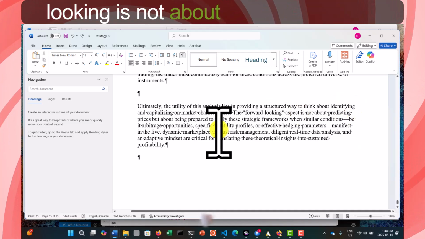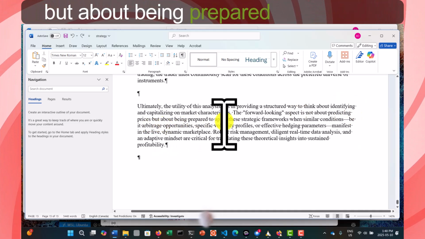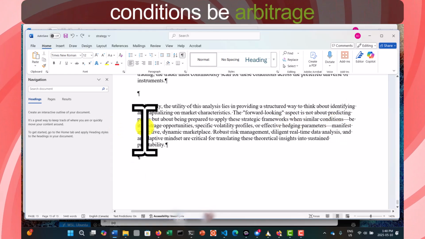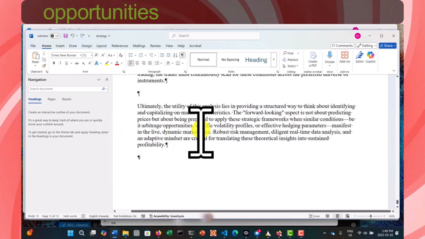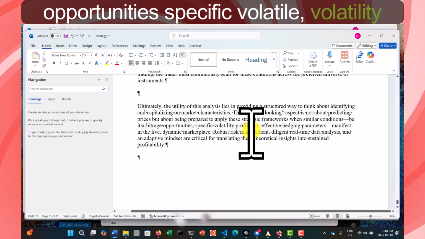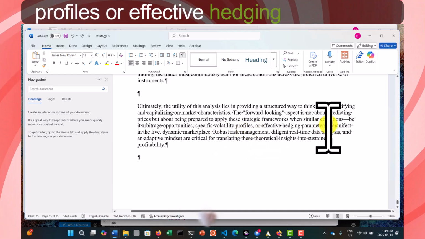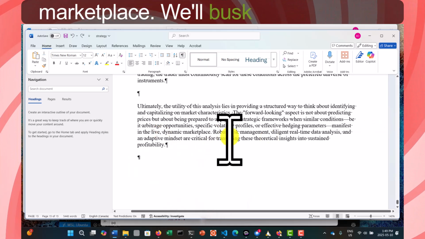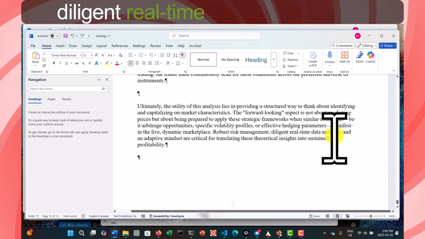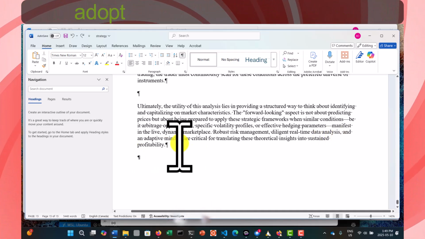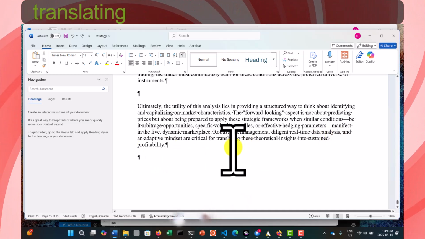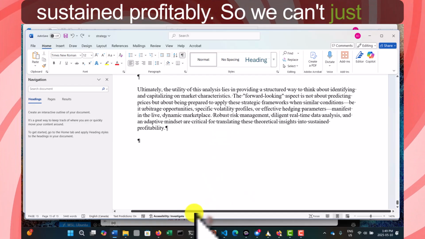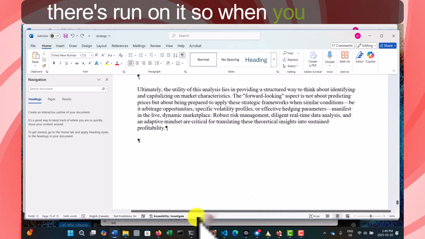Forward looking is not about predicting prices, but about being prepared to apply these strategy frameworks when similar conditions, be it arbitrage opportunities, specific volatility profiles, or effective hedging parameters, manifest in the live dynamic marketplace. Robust risk management, diligent real-time data analysis, and an adaptive mindset are critical for translating these theoretical insights into sustained profitability. So you can't just let this run on its own. You have to watch it.